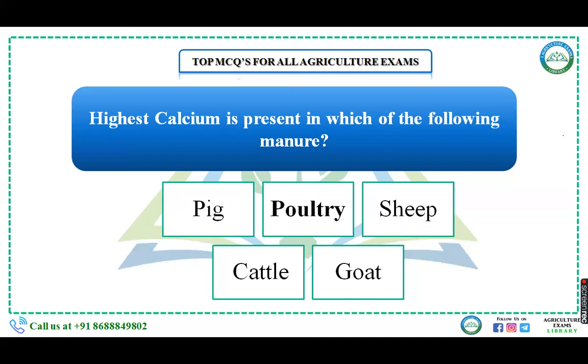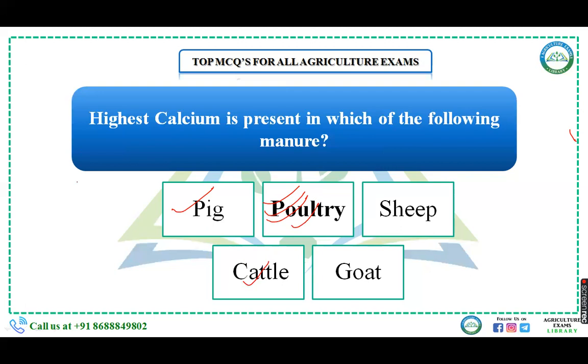When you talk about the pig, then in pig, potassium is present in highest quantity. When you talk about nitrogen, nitrogen also is highest in poultry. When you talk about phosphorus, it is also poultry. When you talk about potassium, it is pig. When you talk about calcium, then also poultry. When you talk about magnesium, that is cattle. When you talk about sulfur, that is also poultry.